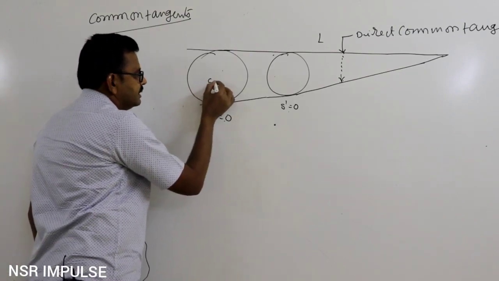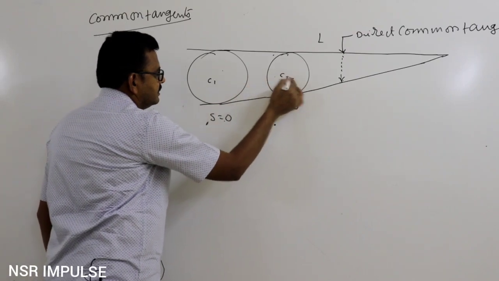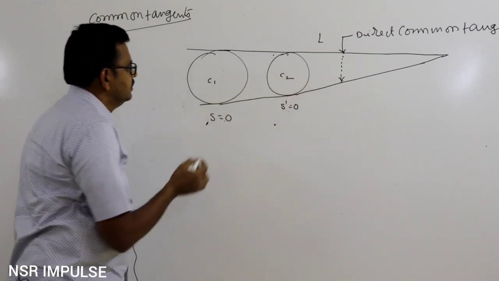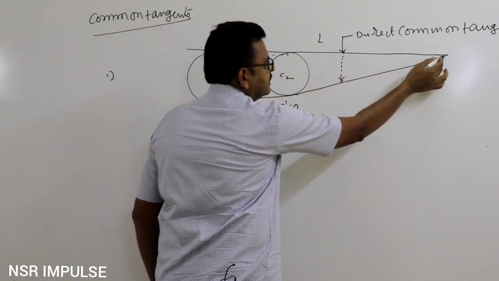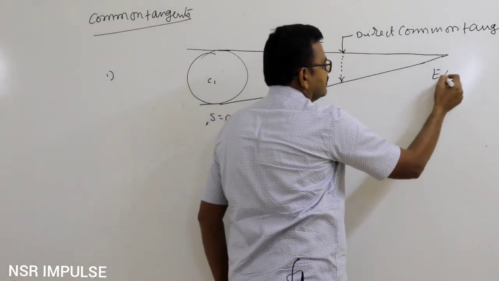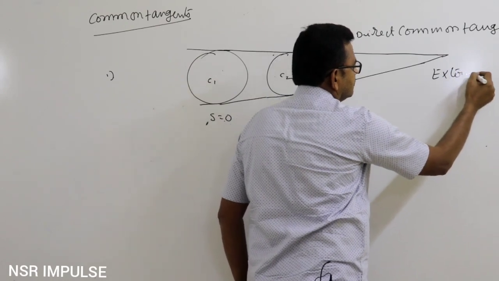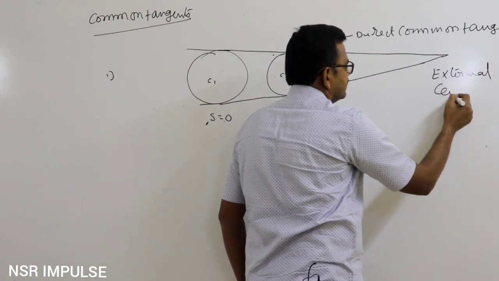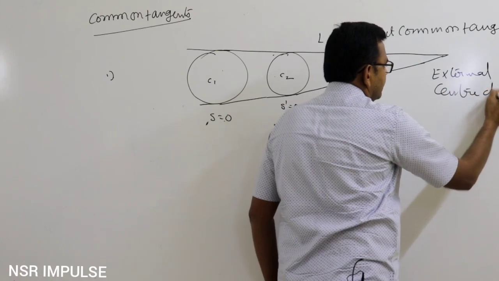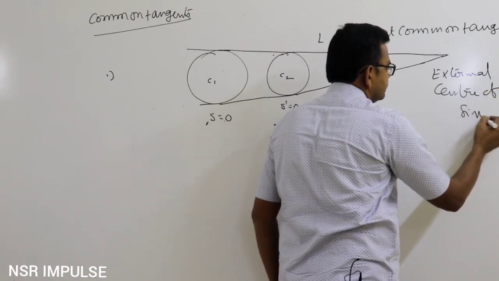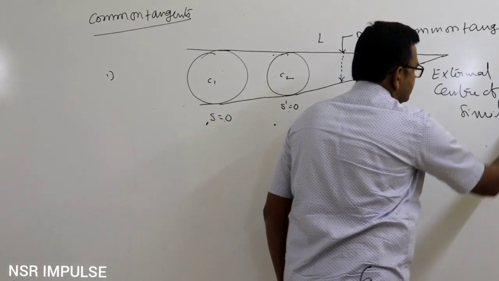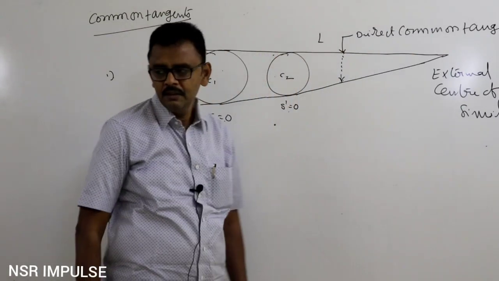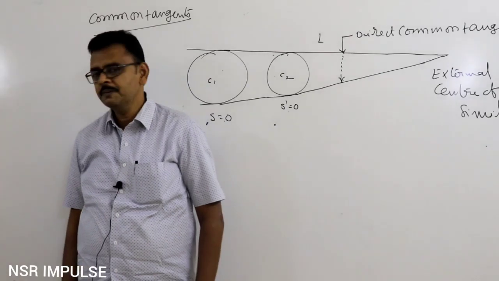So this is center C1, this is center C2. The point of intersection of two direct common tangents is called the external center of similitude.